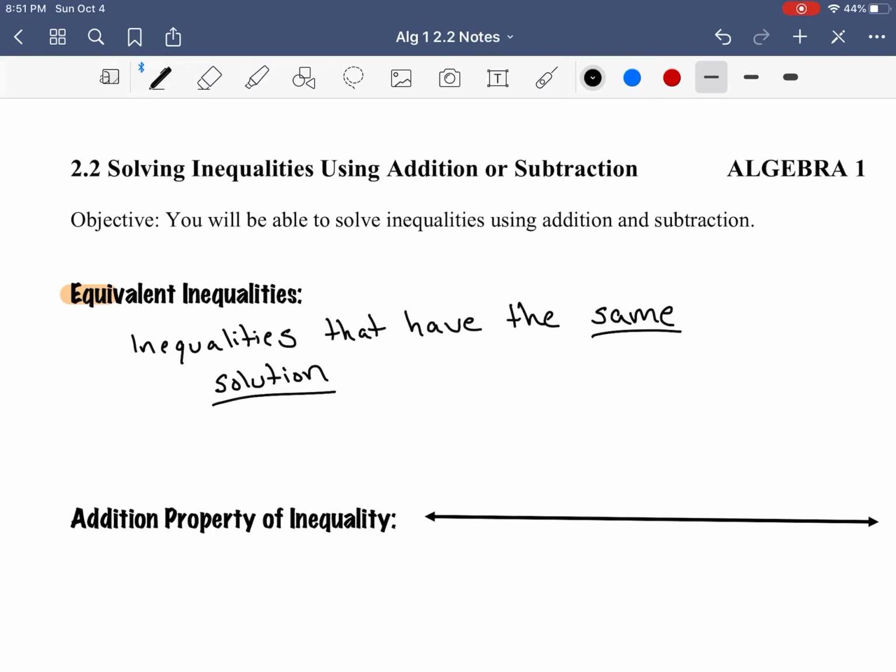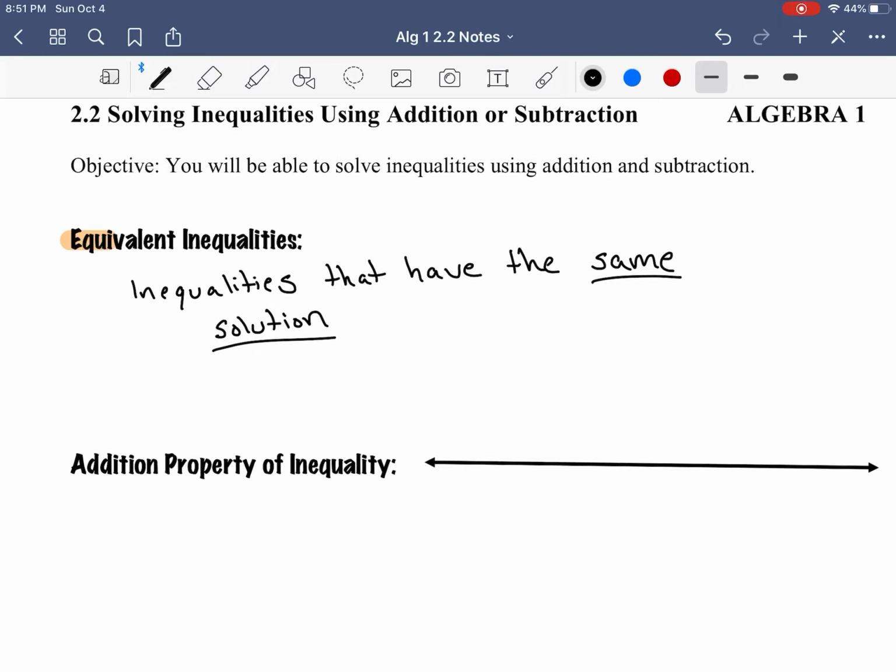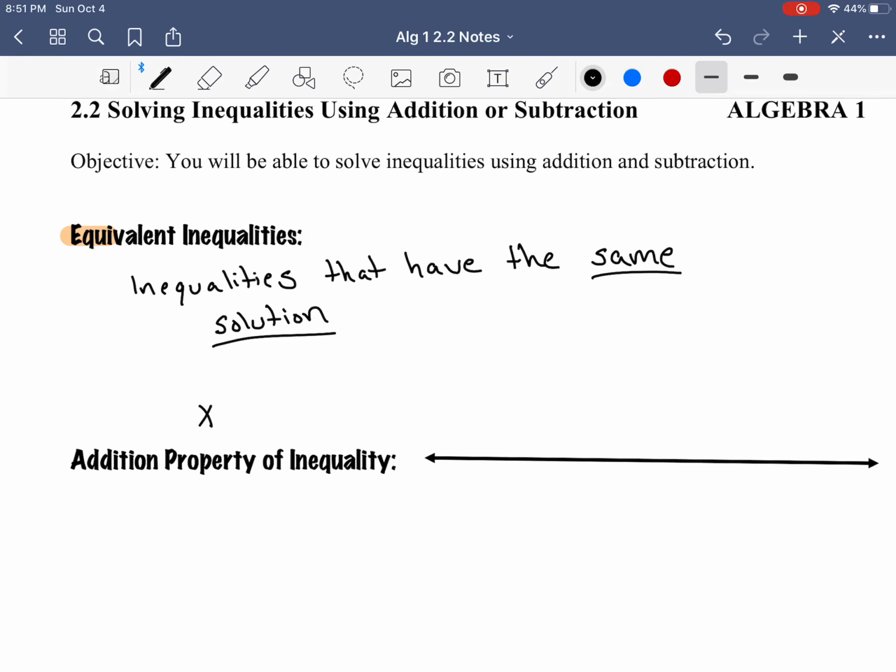Okay, so in much the same way that you would solve an equality, let's say x plus 3 equals negative 4, you would solve this by using the subtraction property of equality. You would subtract a 3 from both sides. We're going to do very similar things if this was not an equal sign, it was a less than sign instead.